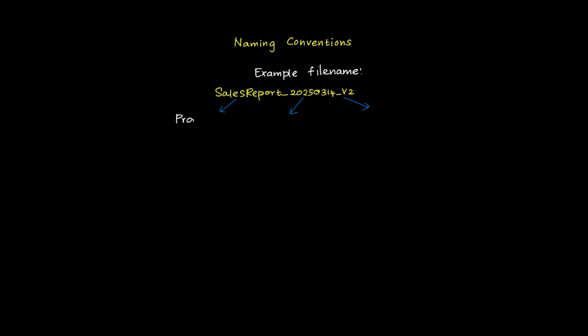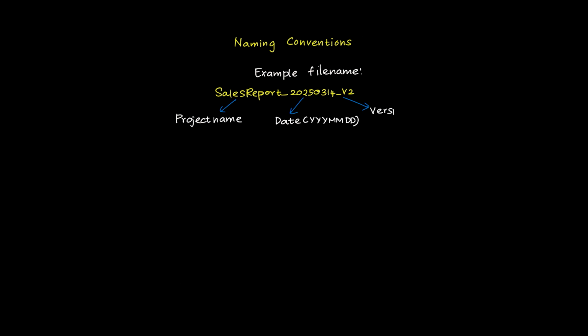A data team agrees on a standard for all project file names: include the project name, creation date in YYYYMMDD format, and a version number. Every file follows the same pattern. Anyone on the team can find the right file in seconds. That's a naming convention. Naming conventions are consistent guidelines that describe the content, date, or version of a file in its name.